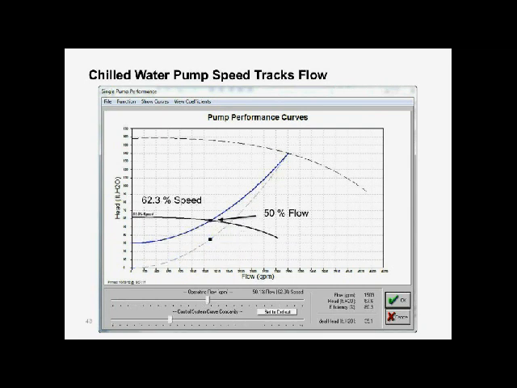I have a set point, some pressure sensor out near the end of the system that's got to be higher than whatever the last coil and the last valve is. So I've got to set it up to some number. I've picked 30 feet here. Now you'll notice that I'm not operating here anymore. I've had to increase speed to be up here to cross that curve. Now I'm at 62% speed to do 50% flow.